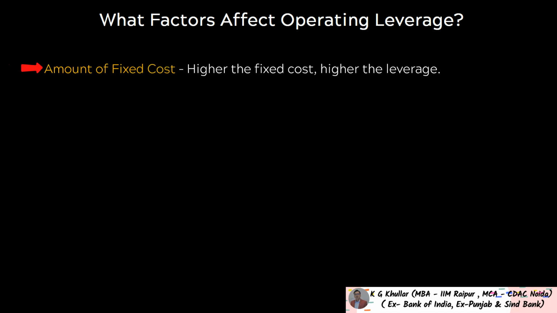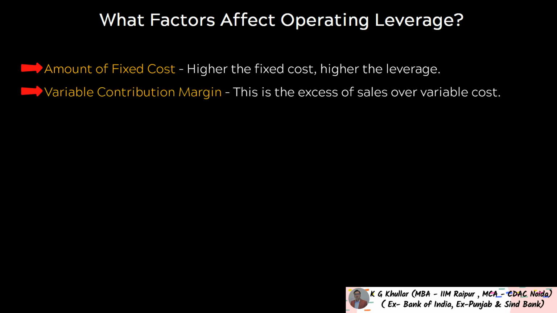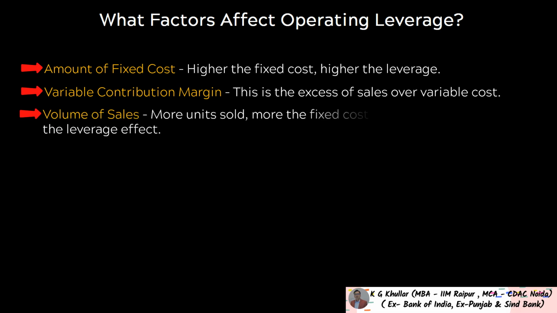Next, let's see what factors affect operating leverage. Friends, operating leverage is influenced by three things. First is the amount of fixed cost. Now, the higher the fixed cost, higher will be leverage. Then second is the variable contribution margin. Now, this is the excess of sales over variable cost. And finally, the third is the volume of sales. Now here more units sold means more the fixed cost gets spread and higher the leverage effect.